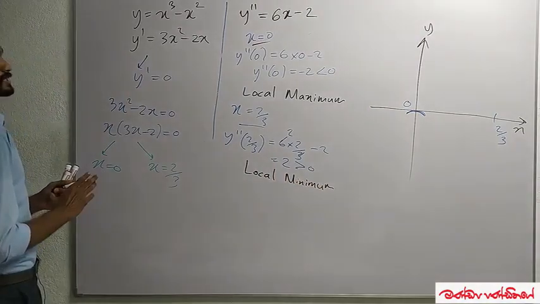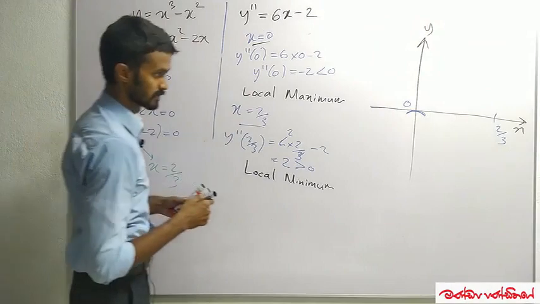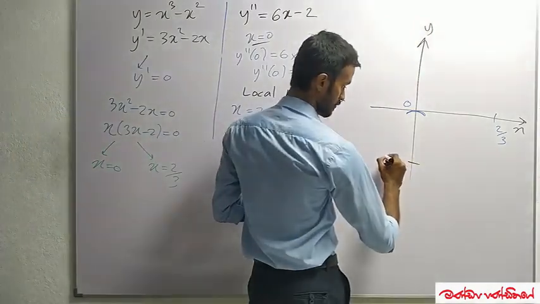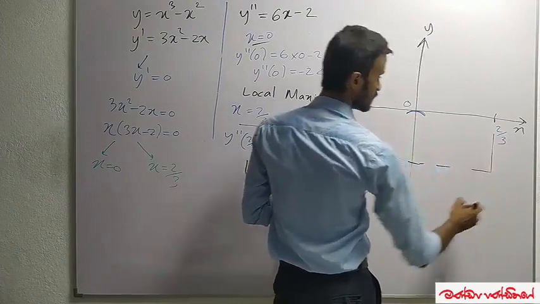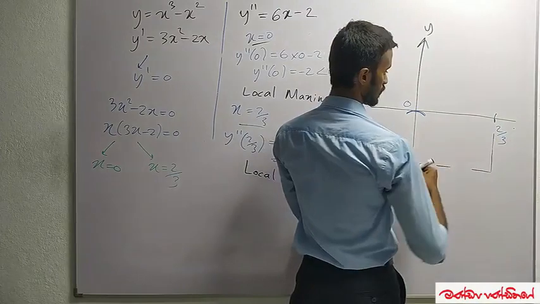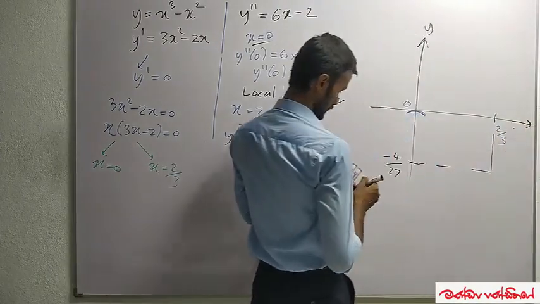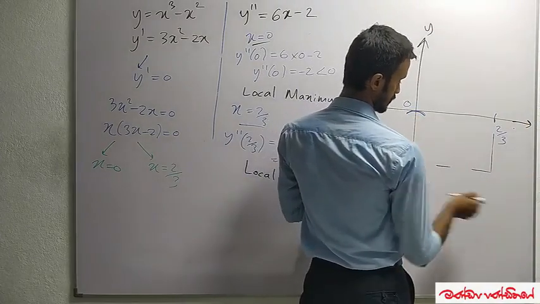Then when we substitute x equals 2 over 3 to this one, we get a minus value. Just substitute and check it. We get a minus value somewhere around minus 4 over 27. So at x equals 2 over 3, I get a local minimum.